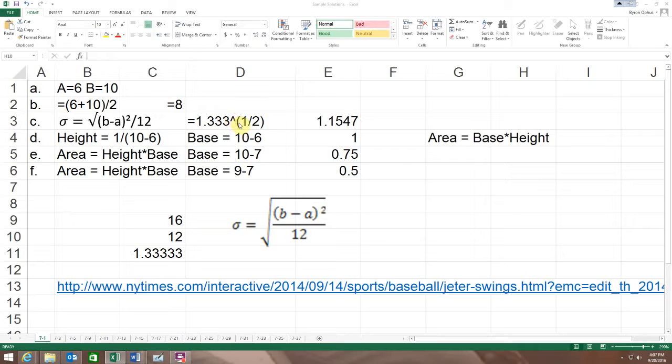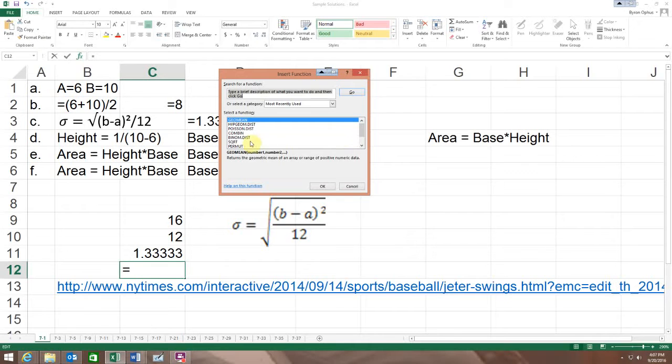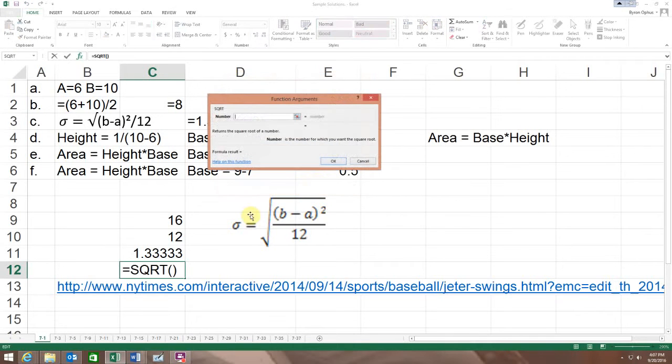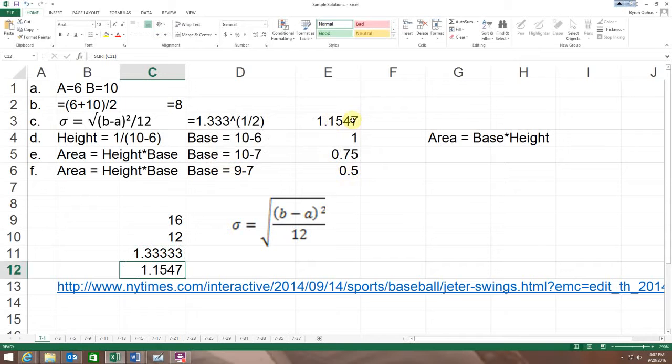1.333333, right, or the square root of 1.33333. And I've got it down here, I guess you could say. So I've got b minus a is 4 and 4 squared, divided by 12 equals 1.33333. I have to find the square root of that, so I could also do it this way, square root of this number, and I come up with 1.1547 is my standard deviation.